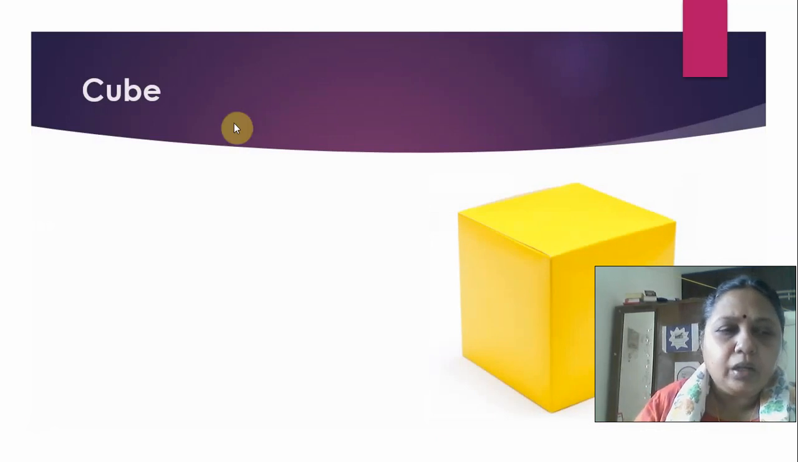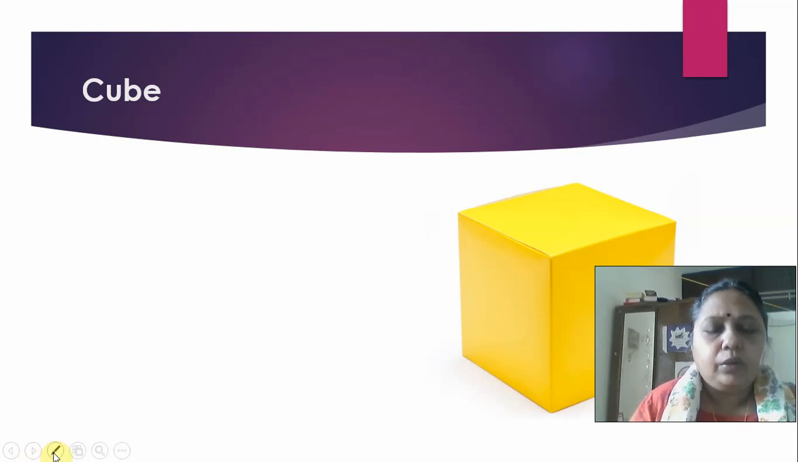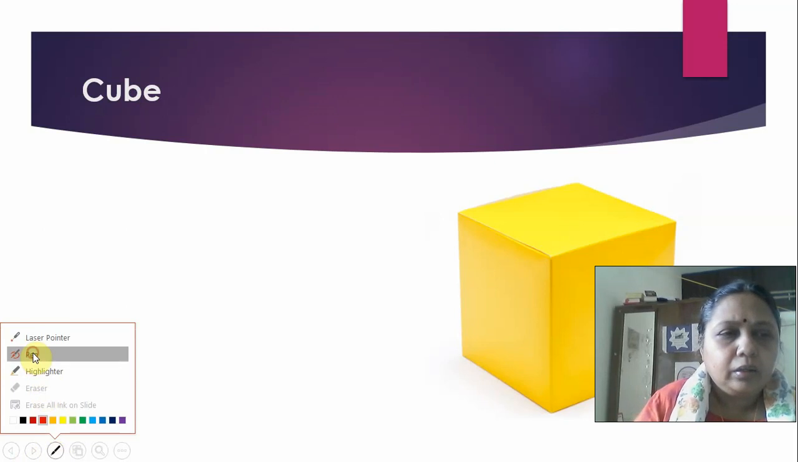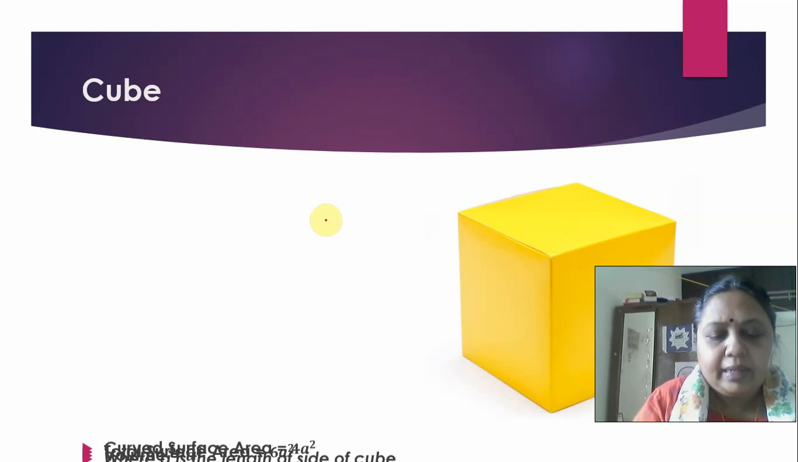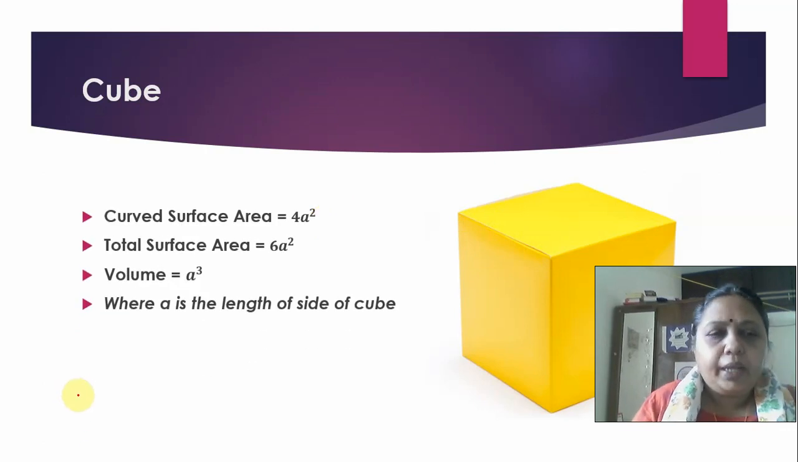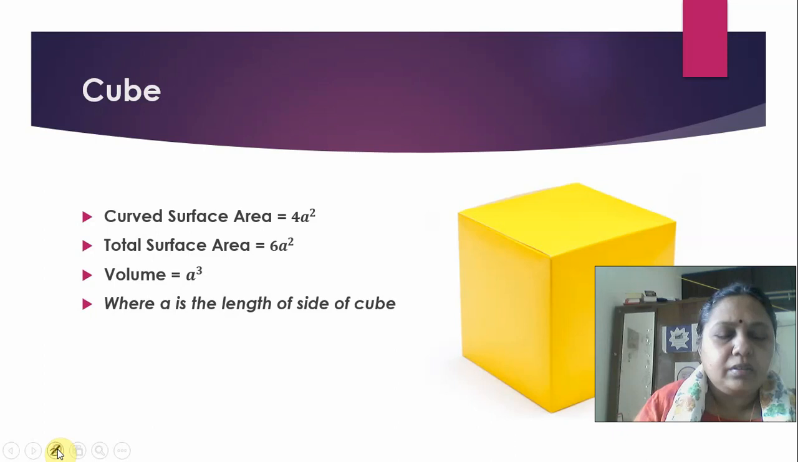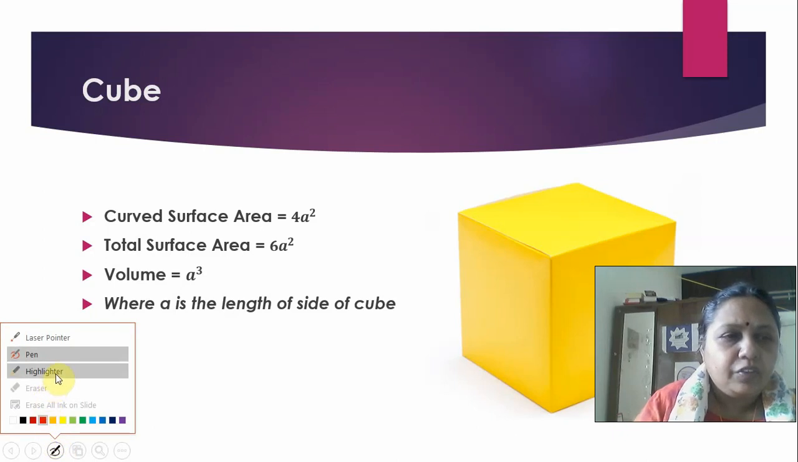Now what do you see in this picture? This is a cube. In this cube, this side is the side of the cube. In a cube all the sides are equal. Okay, now let us go into the curved surface area of the cube.